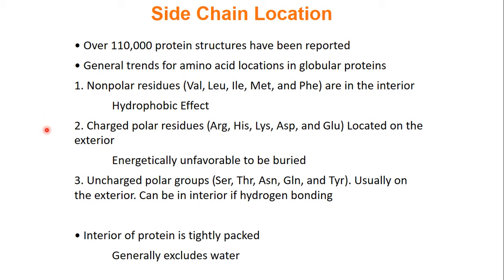While charged and polar residues are on the exterior. If you have a charged residue all by itself in the interior, that is very energetically unfavorable. It's possible to have pairs of polar residues, for example an arginine and aspartic acid together, but just one by itself doesn't happen. Uncharged polar molecules are usually on the exterior, but if they are in the interior, they will be hydrogen bonding.